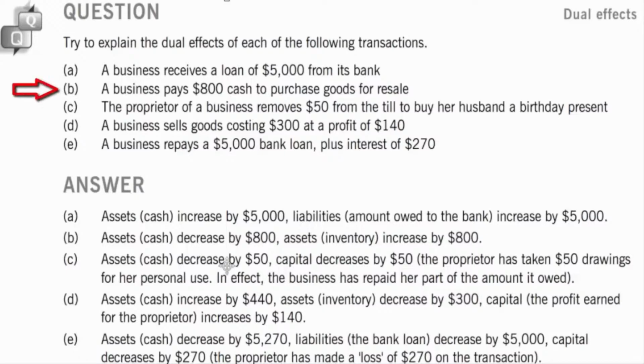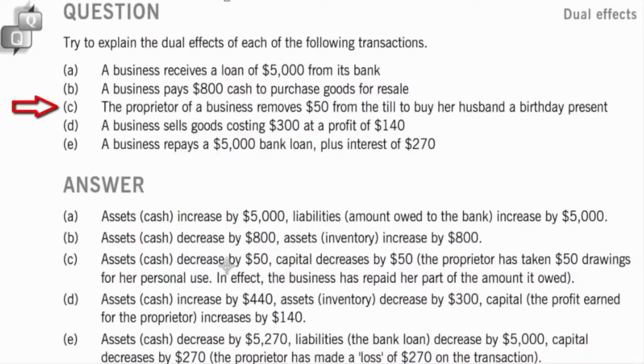Transaction B. The business pays $800 cash to purchase goods for resale. In this scenario, the business is using cash to buy inventory, which it plans to sell later. This transaction affects two types of assets, cash and inventory. Here's what happens. Assets cash decrease by $800 because cash is being spent. Assets inventory increase by $800 because the business now owns goods it can sell. In other words, cash goes down and inventory goes up by the same amount. The total value of assets remains the same, but it's now split differently between cash and inventory.